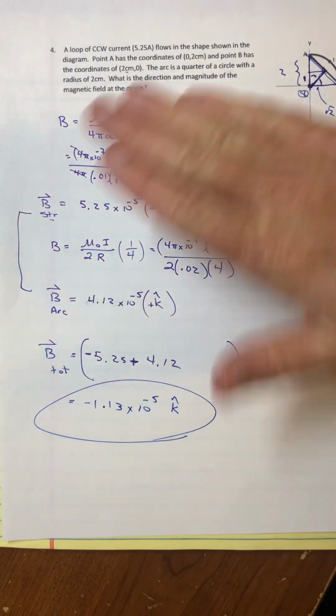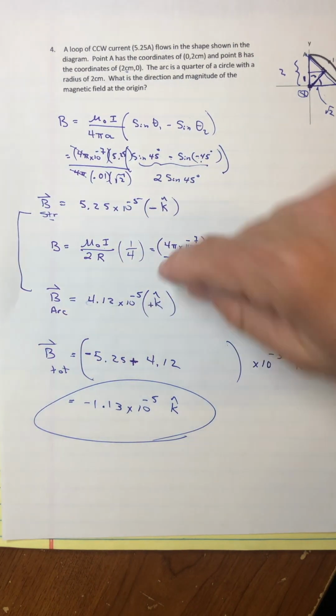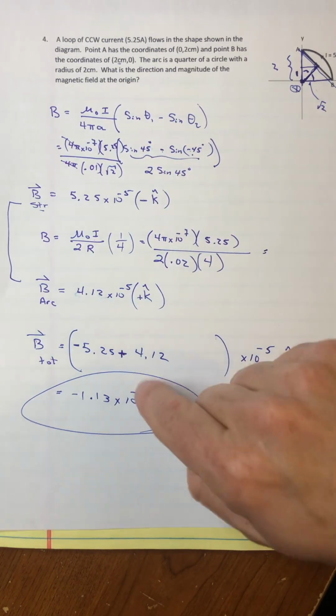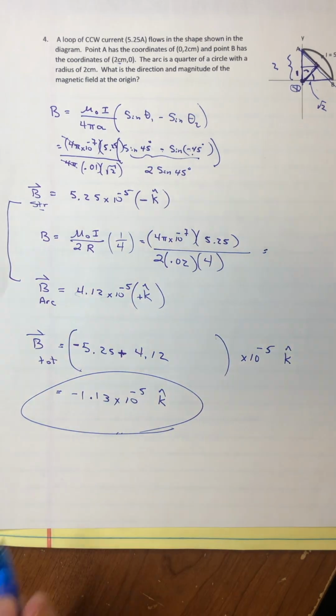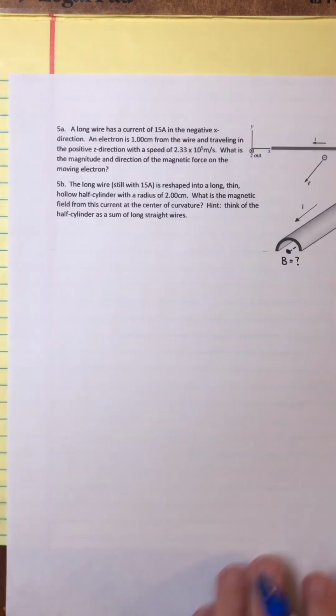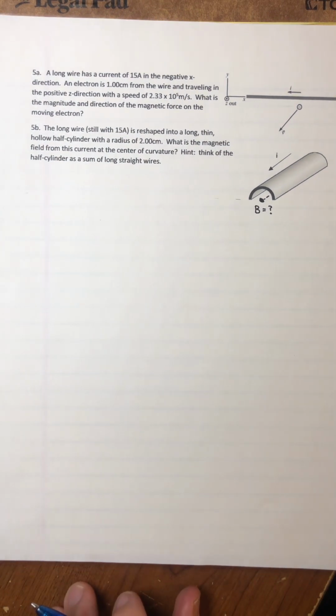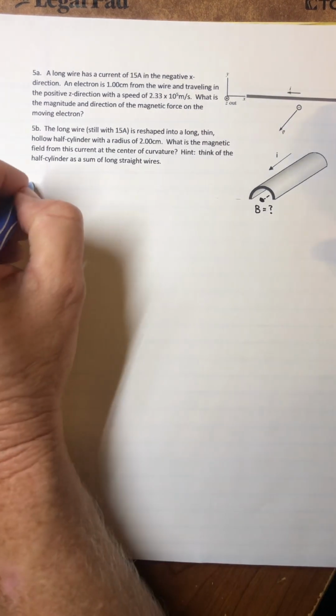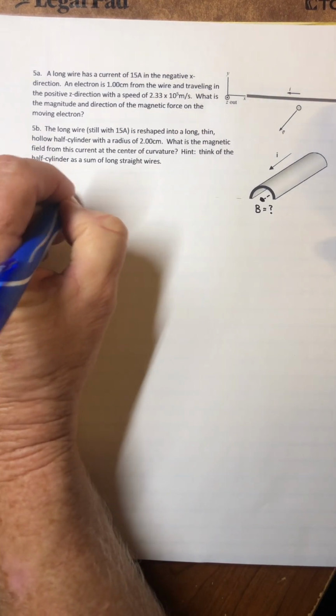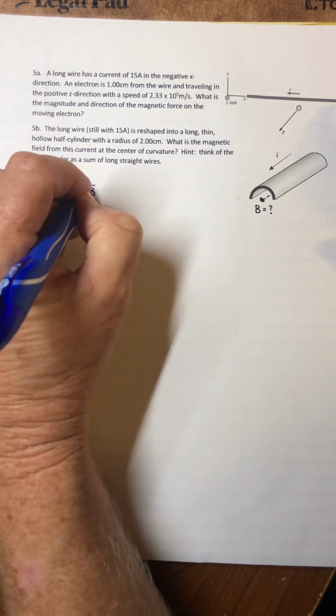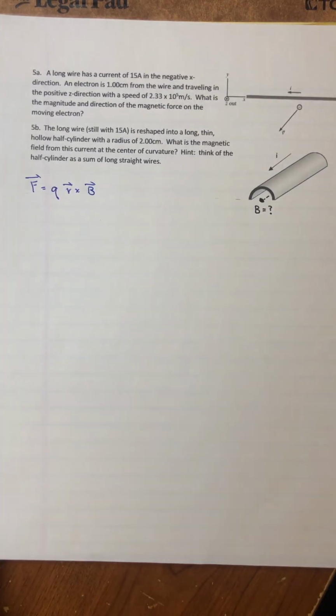So 2 fields, one from each configuration, an arc and a straight line, and then adding them together, doing a vector sum, gives me the total field. Nice. So hopefully that one went well for you also. And now to our last problem, and our second one on some magnetism. And it starts off with just the force on a moving charge. So that was kind of the very first thing we did when we got to magnetism. And so this is right out of chapter 29.